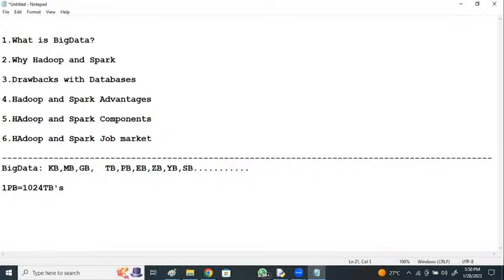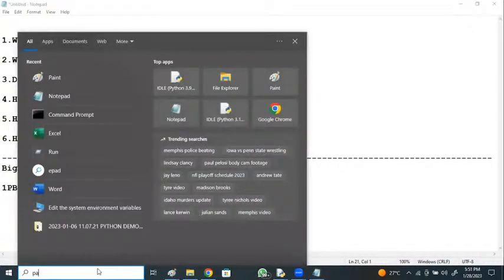And not only Facebook. Today, we have many applications generating data in petabytes, they are generating data in petabytes, right?